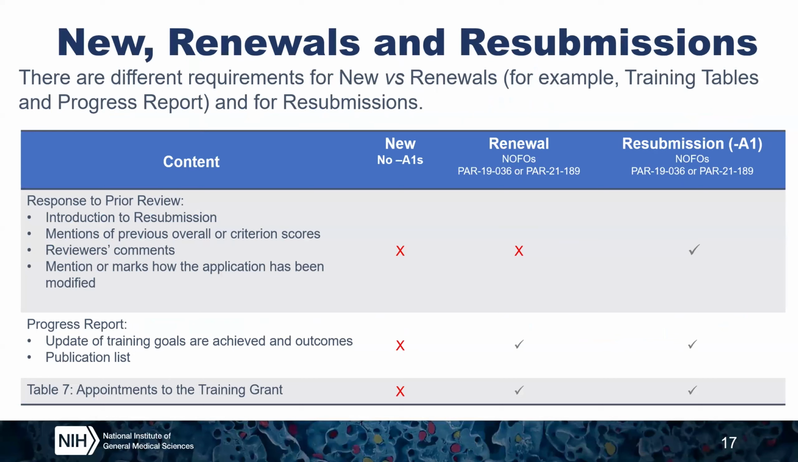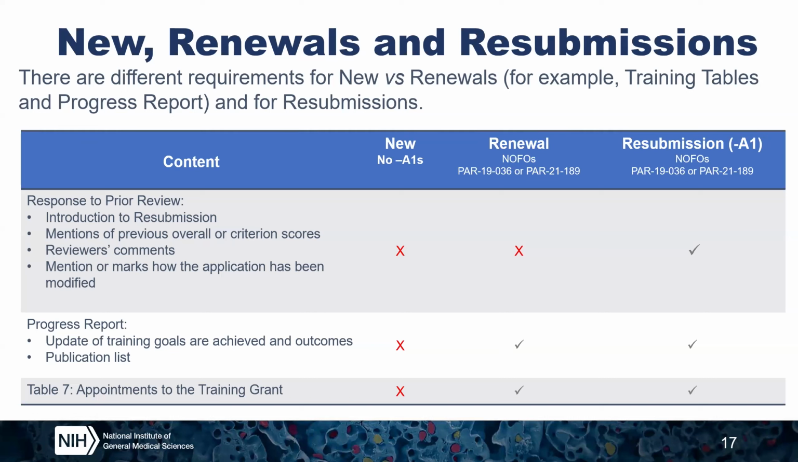I hope this table helps you navigate the various requirements by application type. This table has an X on items that are not required by application type. For example, new applications do not require any of the items noted in the content column. Renewal applications do not require an introduction, mention of previous scores, mention of reviewers' comments, or mention of where the application has been modified. However, a renewal application is to include a progress report, training outcomes, and Table 7.